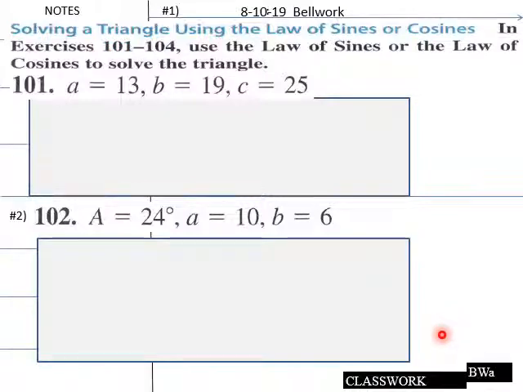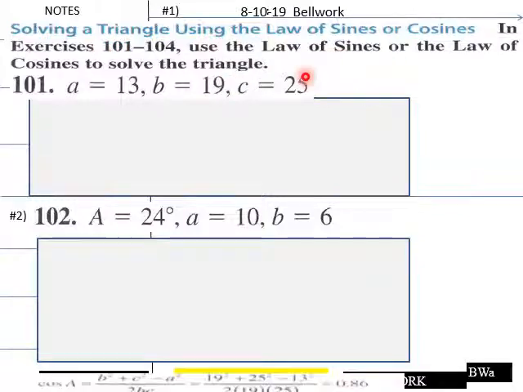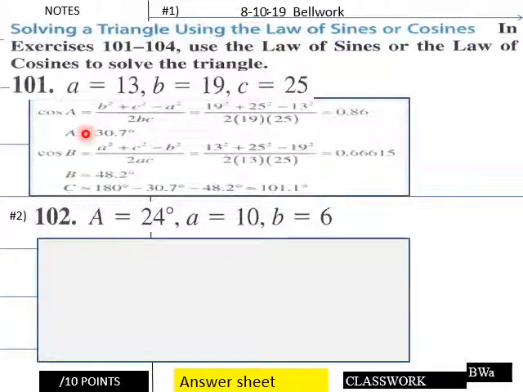Welcome back for today's solutions. 101: A equals 13, B equals 19, and then C equals 25. We're going to use law of sines or law of cosines. So our cosine A here would be B squared plus C squared minus A squared over 2BC. We plug in here, we get 0.86 for cosine A. Then we use our calculator and take the inverse cosine of 0.86.